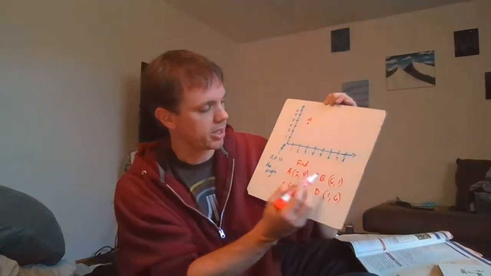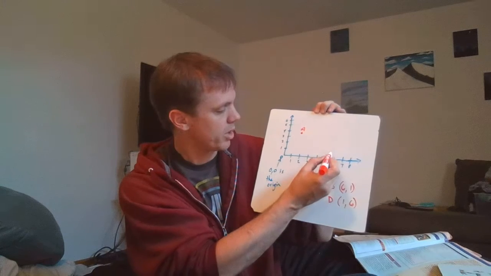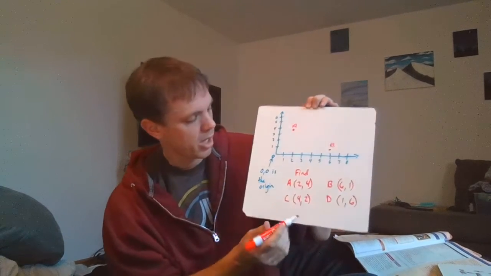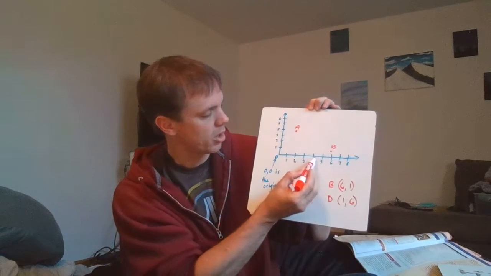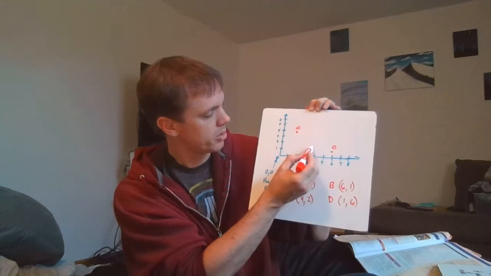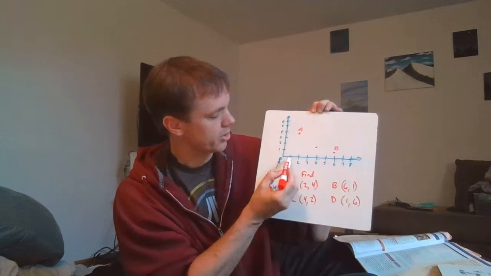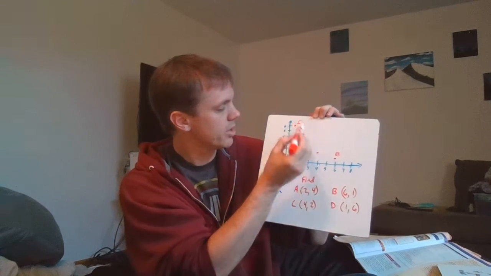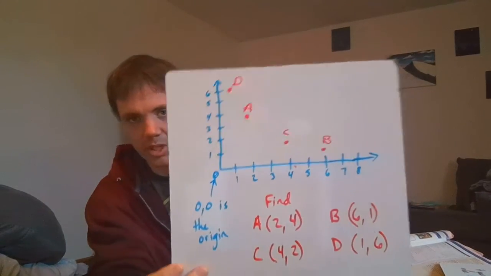B is (6, 1), so we go over to 6, up to 1, which is right there, and that'll be point B. C is (4, 2), so again, over to 4, up to 2. And D is (1, 6), so you go over to 1 and up to 6, and that is D. Oops, this was C. So it's just that simple.